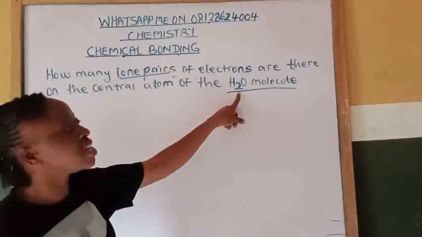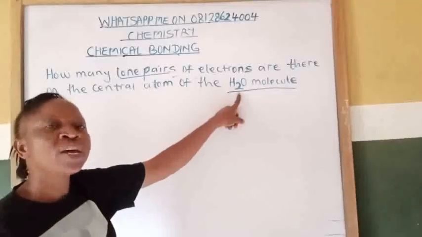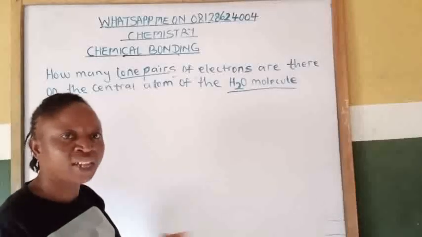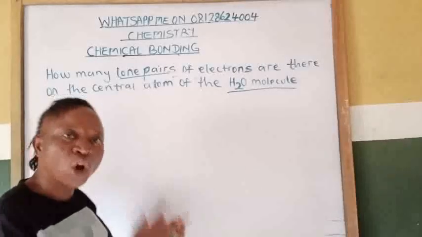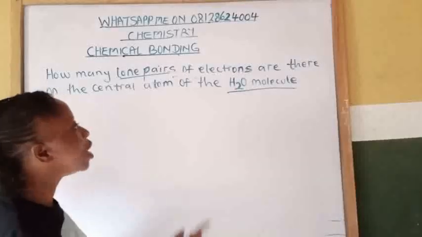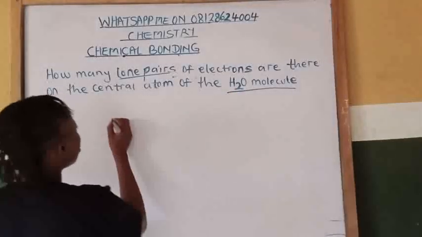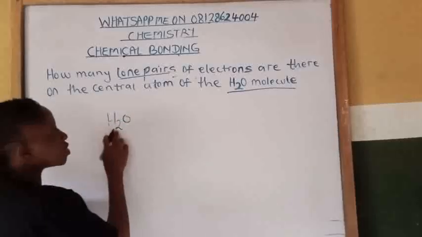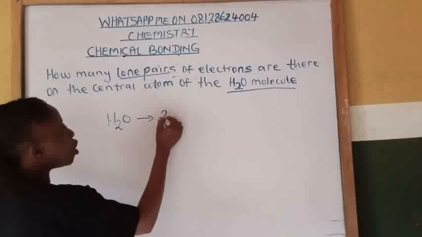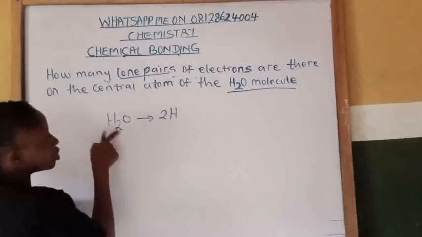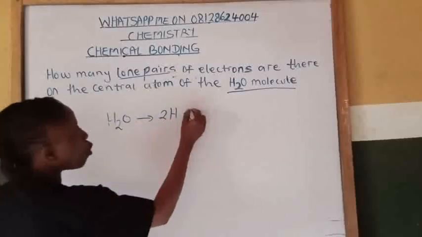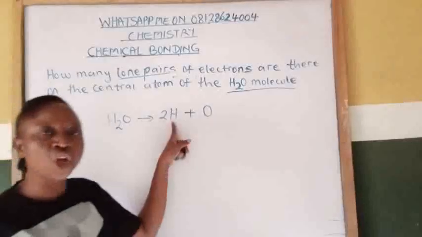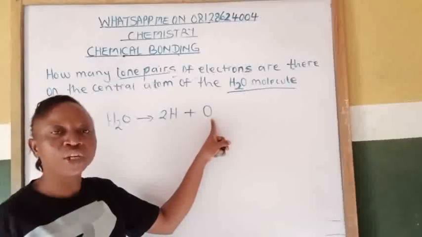So therefore, water is what? It is a covalent molecule. A covalent molecule consists of non-metal and non-metal, sharing of electrons between a non-metal and another non-metal. So let's look at the water molecule, H2O. H2O consists of two atoms of hydrogen and one atom of oxygen. Hydrogen is a non-metal, oxygen is a non-metal.